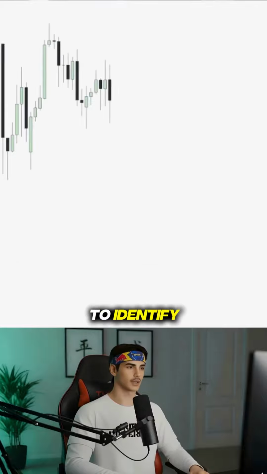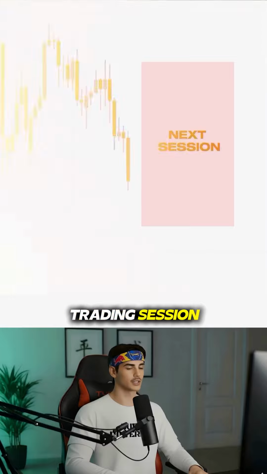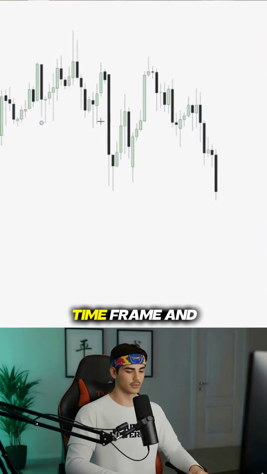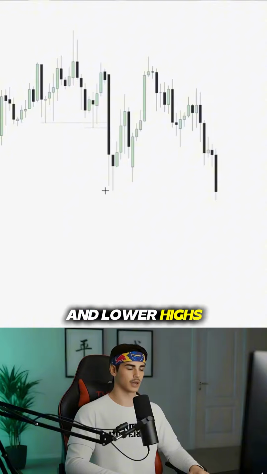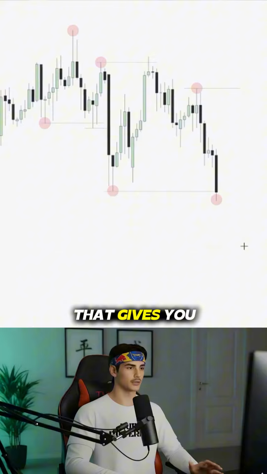Here's how to identify the direction price is going to head for the upcoming trading session. Now, you want to start off with a 4-hour time frame, and you want to ask yourself, is price action making lower lows and lower highs, or is it making higher highs and higher lows? So in this case, the Nasdaq or NQ is making lower lows and lower highs. That gives you your trend.